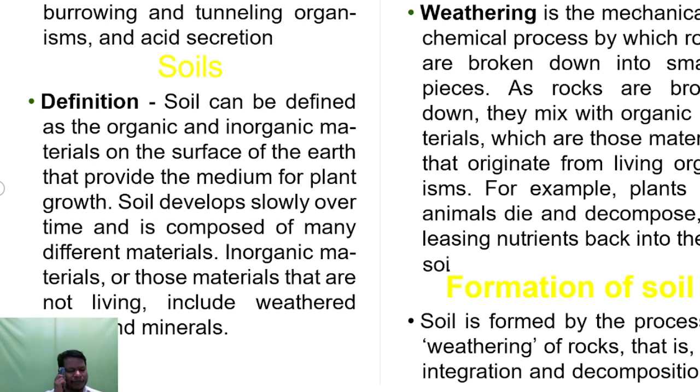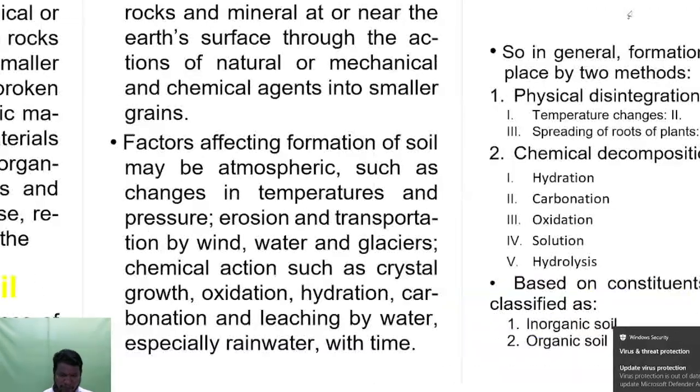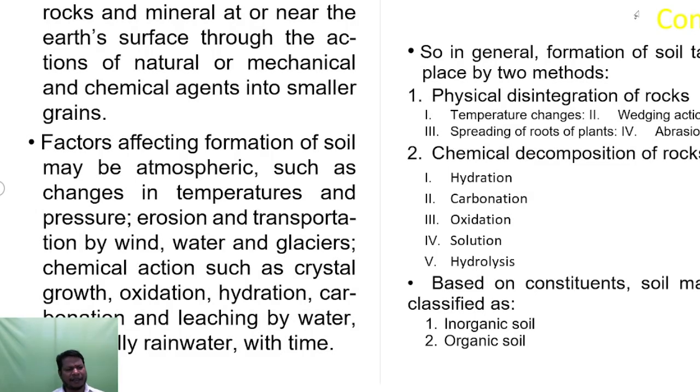Formation of the soil. How does soil form? Soil forms by the process of weathering of rock, that is disintegration and decomposition of the rock and the minerals near the earth's surface through the action of natural, mechanical and chemical agents into smaller grains. Factors affecting formation of the soil may be atmospheric, such as changes in temperature and pressure, erosion and transportation by wind, water and glaciers, and chemical action such as crystal growth, oxidation, hydration, carbonation and leaching by water, especially rainwater, with time.